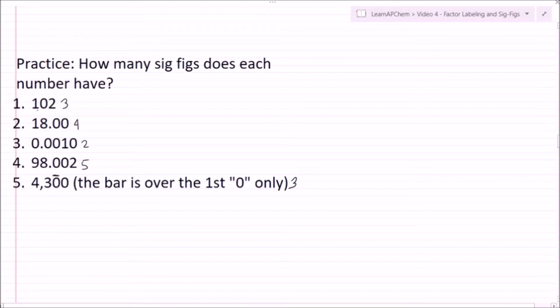98.002 is the same principle as the first one. We have significant numbers here and here, and we have 2 zeros between them. So all the numbers in this number are significant. For 5, the bar over the 0 is denoting that this 0 is significant. However, the 0 to the right of it is not, so that's how we get 3. Again, if you have any questions, be sure to leave a comment and I'll help you guys out.